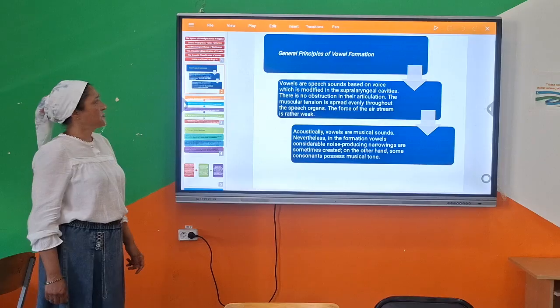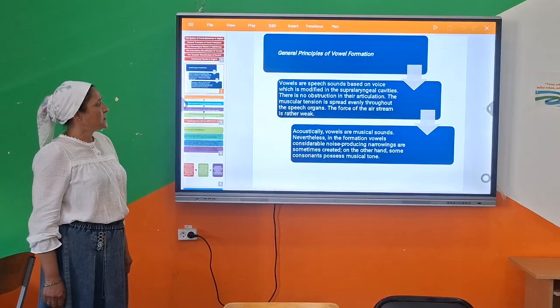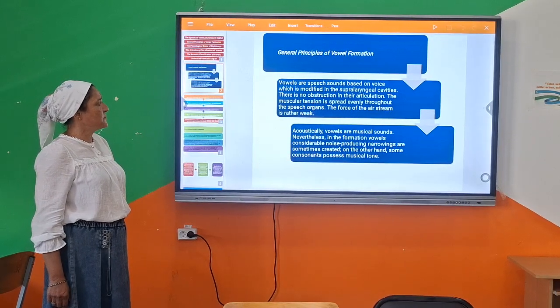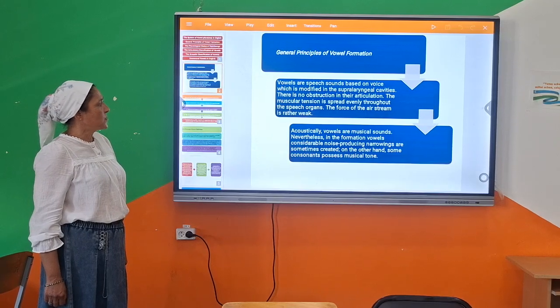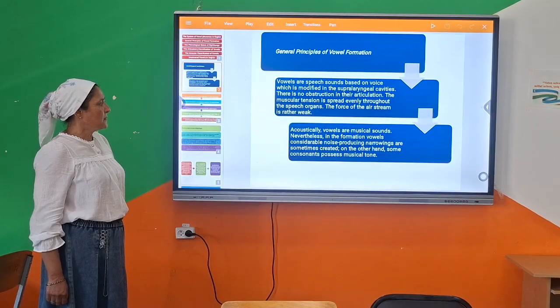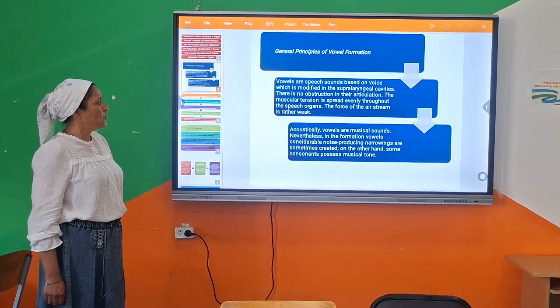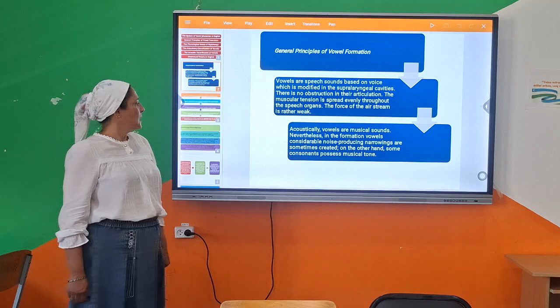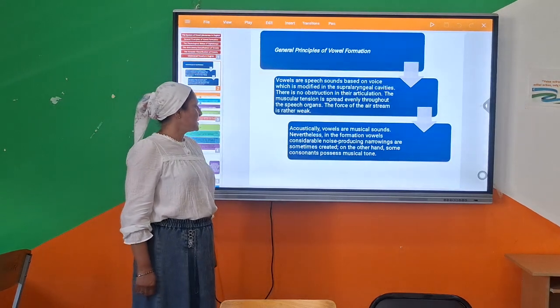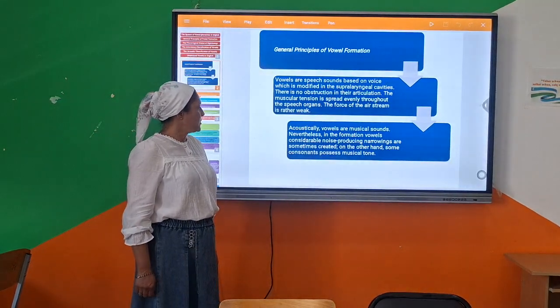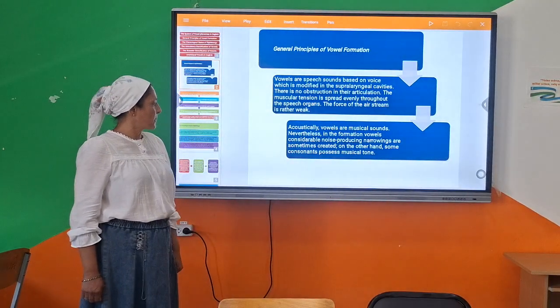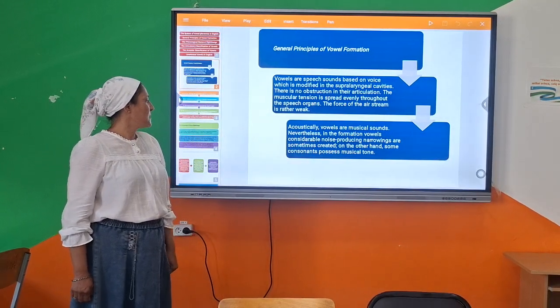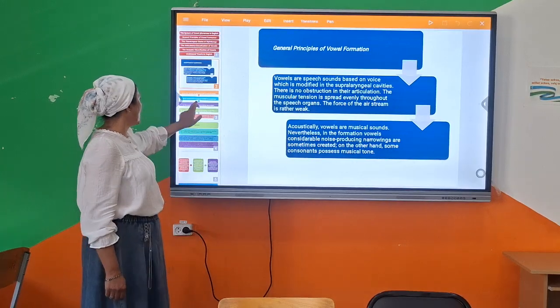So, general principles of vowel formation. Vowels are speech sounds based on voice which is modified in the supralaryngeal cavities. There is no obstruction in their articulation. The muscular tension is spread evenly throughout the speech organs. The force of the air stream is rather weak. Acoustically, vowels are musical sounds. Nevertheless, in the formation of vowels, considerable noise-producing narrowings are sometimes created. On the other hand, some consonants possess musical tone.